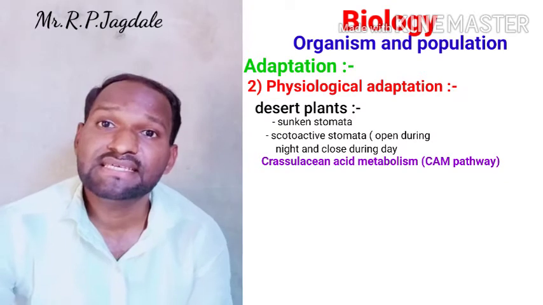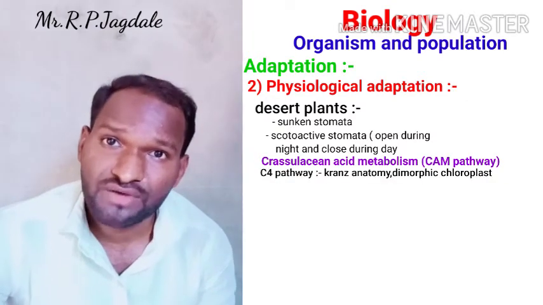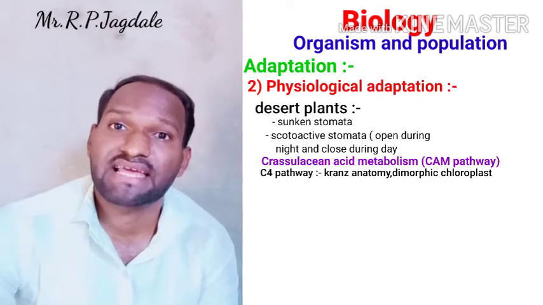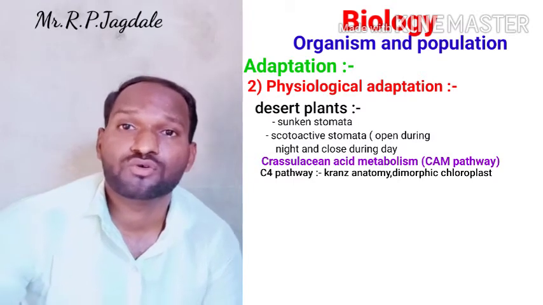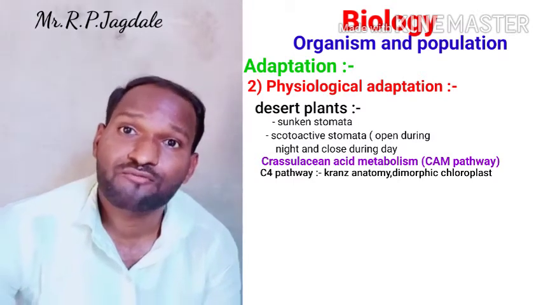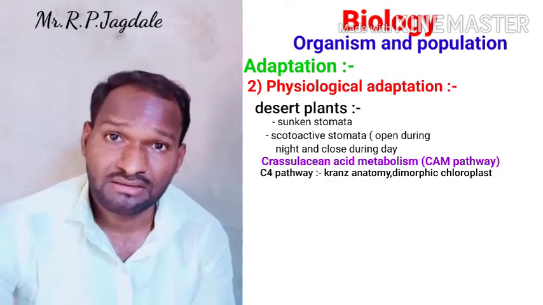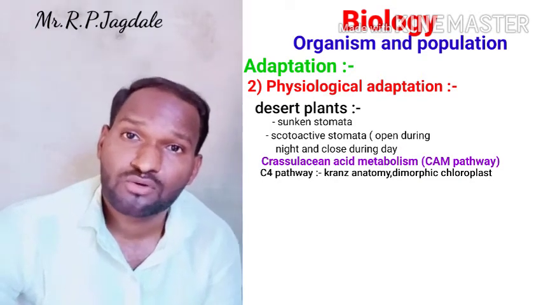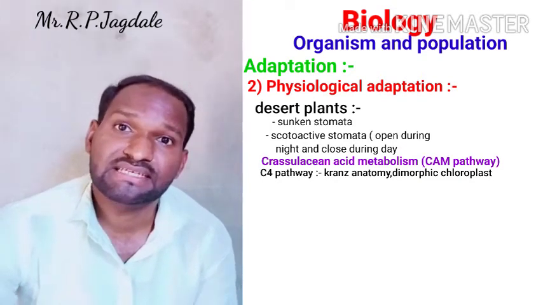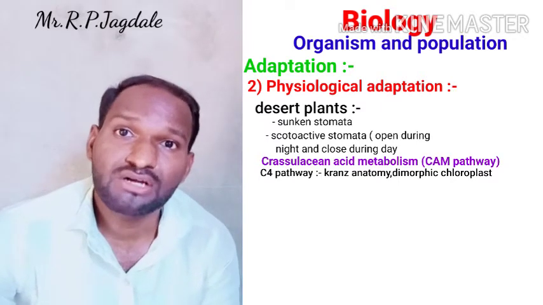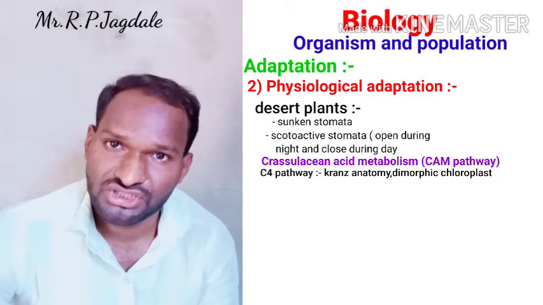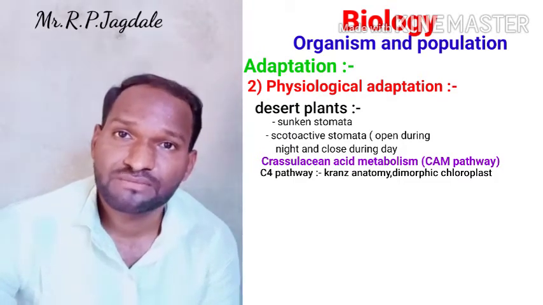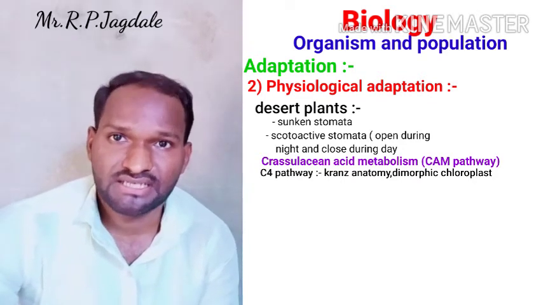That is called the C4 pathway. In that C4 pathway, there is Kranz anatomy, and by this Kranz anatomy, the C4 pathway is going to run. And dimorphic chloroplasts are also there, that is granule and agranule. By these two methods, Kranz anatomy and dimorphic chloroplasts, the transpiration rate is lowered and the plants are able to survive in that extreme hot condition. This is called physiological adaptation in case of plants.